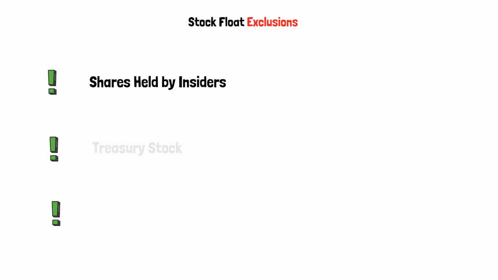The main exclusions from a stock float calculation include shares held by insiders, shares held on a company's own books, such as treasury stock, and restricted stock that prohibits the owner from selling it in a given period of time, the most common being an IPO. It's worth noting that some investors adjust their own calculations for how they calculate stock float, but these three are considered the main exclusions from stock float.